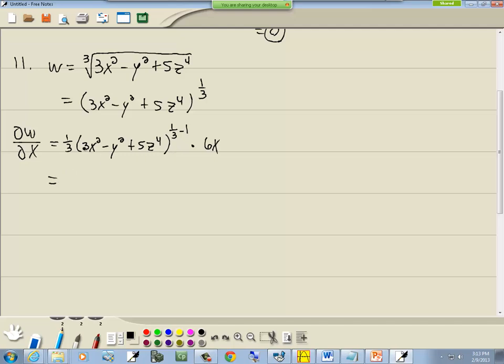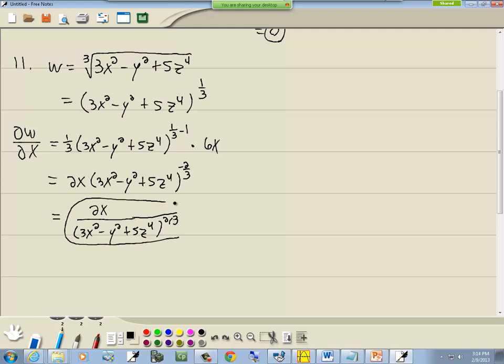And so now the 1/3 times 6 gives us 2. So we're going to have 2x times 3x squared minus y squared plus 5z to the fourth to the negative 2/3 power. And I'll take the negative power, put it down in the denominator. So we'll have 3x squared minus y squared plus 5z to the fourth to the positive 2/3 power. And that's our partial derivative with respect to x.